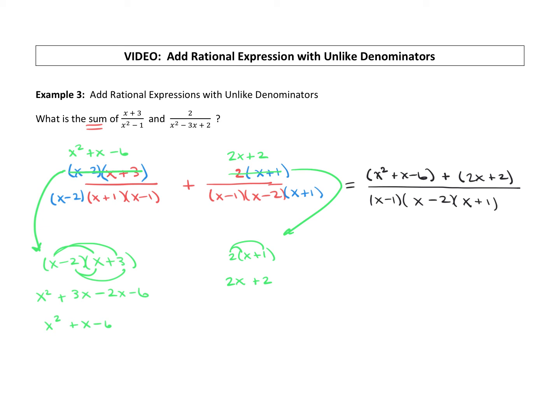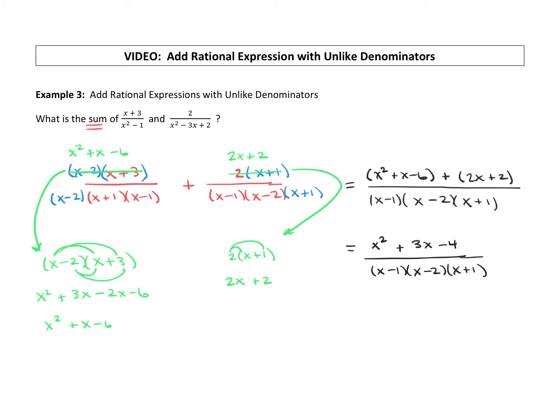All right, so in the numerator, we're looking for like terms. We have an x squared. There are no other x squared, so that's going to stay. We have a positive x plus a 2x, so x plus 2x gives us 3x. And we have a negative 6 plus 2. Negative 6 plus 2 is a negative 4, all over our denominator, x minus 1, x minus 2 times x plus 1.